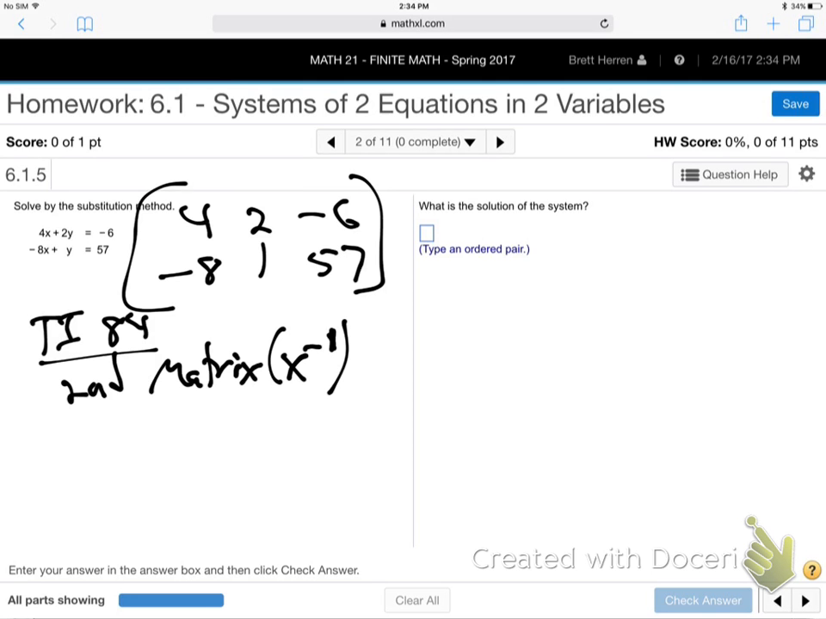4, 2, hit enter every time. 4, enter, 2, enter, negative 6. Make sure you use the negative, not the subtract. It'll freak out for some unknown reason. There. So I have entered the 6 numbers. 4, 2, negative 6, negative 8, 1, 57. Is that good? When you hit enter on the last one, it's got it.